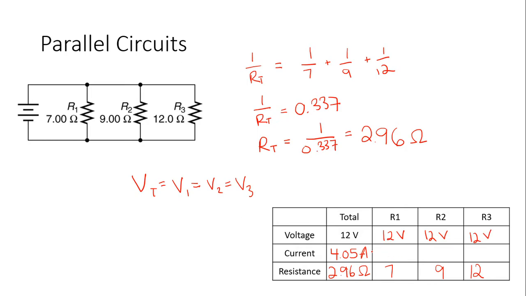12 divided by 7, 1.71 amps. 12 divided by 9, 1.33 amps. And 12 divided by 12, 1 amp. And once again, when you add 1 to 1.33 to 1.71, you should get pretty close to your total circuit current. Okay? All right, so let's ramp it up.